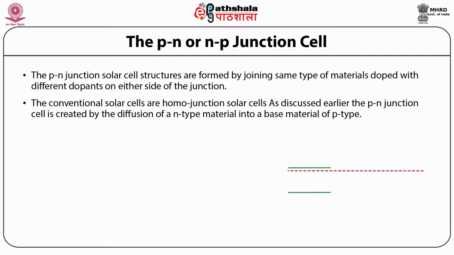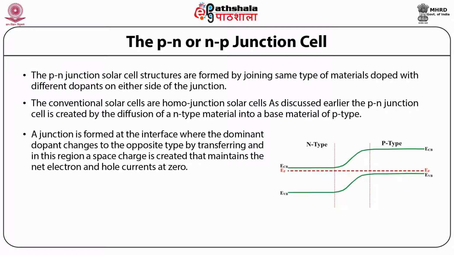As discussed earlier, the PN junction cell is created by the diffusion of N-type material into a base of P-type. A junction is formed at the interface where the dominant dopant changes to the opposite type, and in this region a space charge is created that maintains the net electron and hole currents at zero. So this region is called the depletion region.